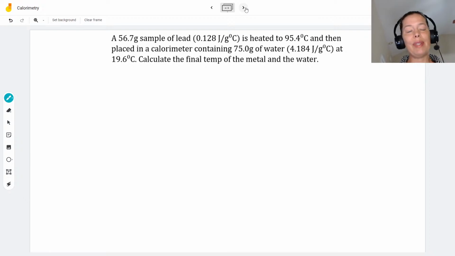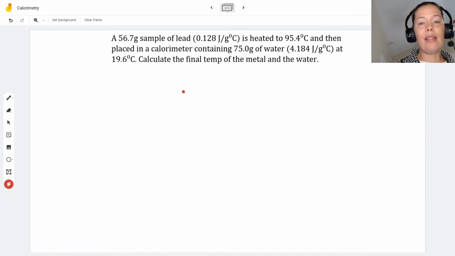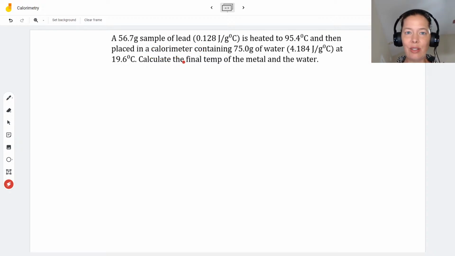So again, this time we've taken a piece of lead, we've heated it up really hot, and we've put it in some water. The heat is lost by the lead and gained by the water. Again, this problem specified that we're in a calorimeter. So that means we're going to assume that we haven't lost any heat to the environment, that the heat transfer from the lead to the water was perfect. So we're going to set our Q's equal to each other. And this time we're solving for our final temperature.